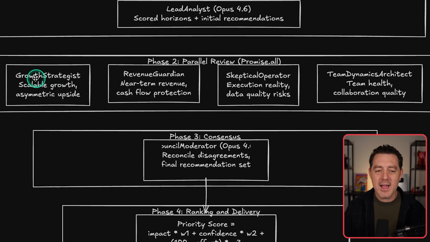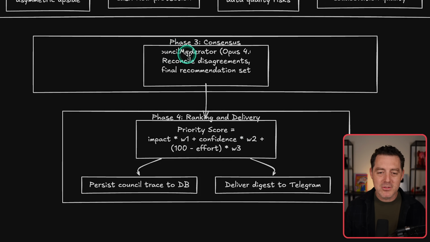Then phase 2, I have a growth strategist, a revenue guardian, a skeptical operator, and a team dynamics architect all review it, collaborate, go back and forth with each other. They come to a consensus. I have a council moderator, again, Opus 4.6, sorry, you can't see that. They reconcile disagreements, put it all together, and finally rank everything and give me that report. That runs once a day in the middle of the night. So it's when I'm not using a lot of usage from Opus anyways, and then it provides me with that report. And it gives me great actionable insights about the business. It is super, super cool.